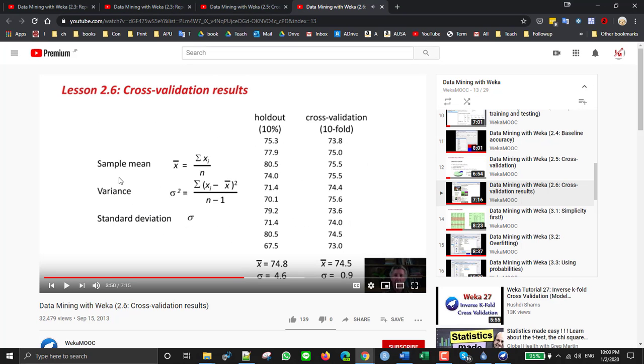Okay, in this video, the next video, here we have the holdout method, and he's holding out 10%. As we said, we could just set a different seed, and we'll get different results. So he gets 10 different results here, and he can average them, and the average turns out to be 74.8, and the standard deviation turns out to be 4.6.